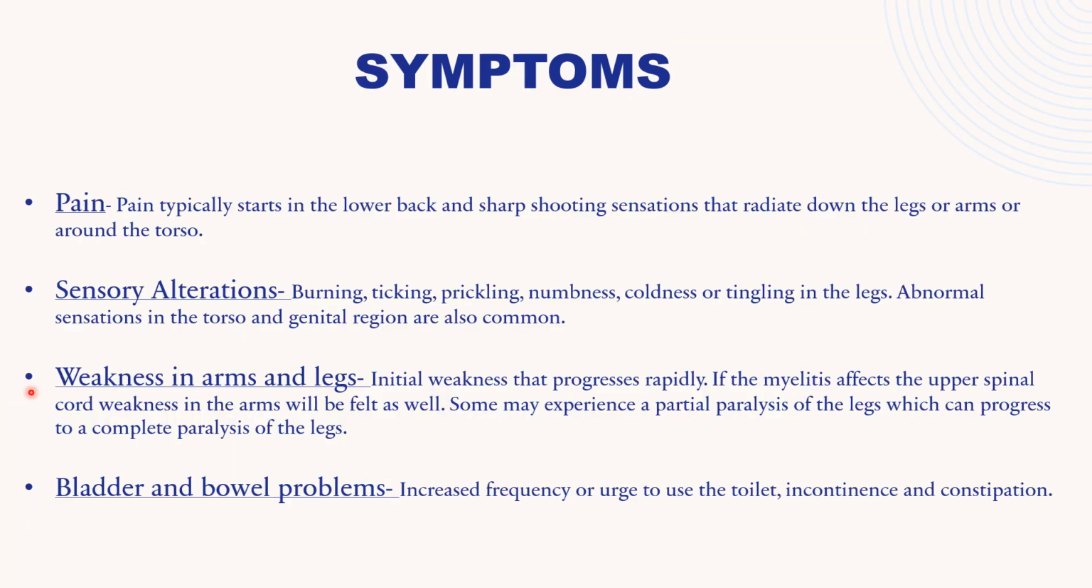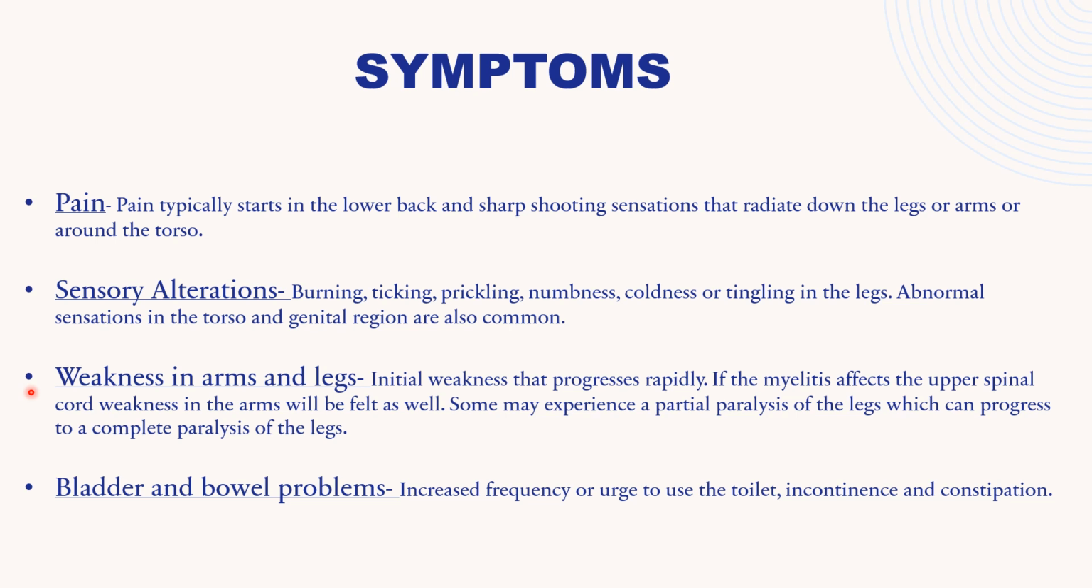Symptoms of transverse myelitis can be acute, meaning quickly onset in hours, or can be slow, progressing in days. The 4 main symptoms are pain, which starts in the lower back with shooting sensations down the legs or arms or around the torso. It can be abnormal sensations in the torso and genital region that are burning, tickling, prickling, numbness, coldness, or tingling in the legs.